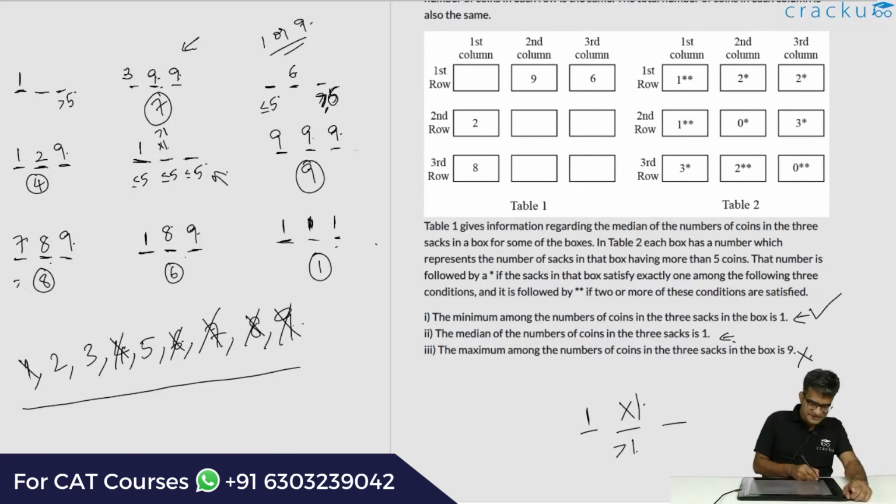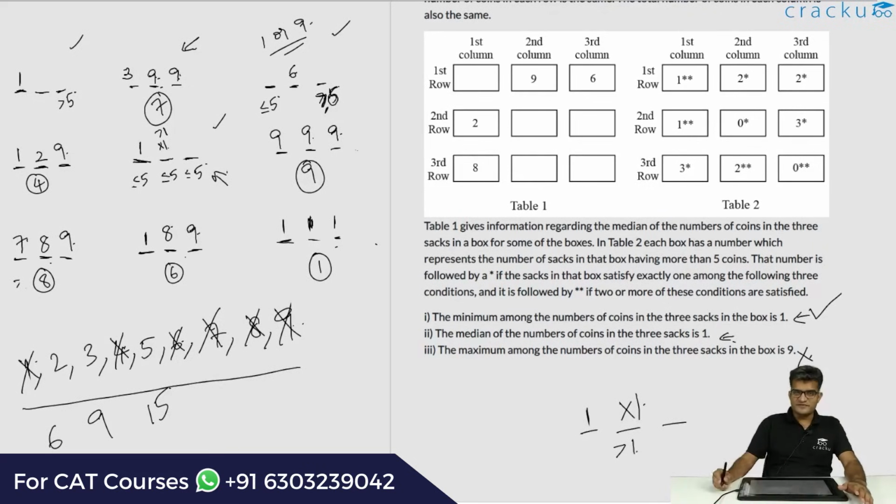So this also is cancelled. Now the only 3 averages we need to find out are 2, 3 and 5. So the sum of the 3 numbers in the 3 sacks has to be either 6 or 9 or 15. What are the 3 boxes which are remaining? The 3 boxes which are remaining are this one and this one.